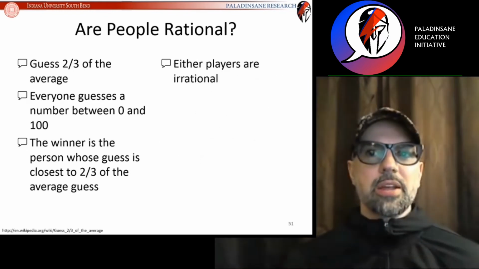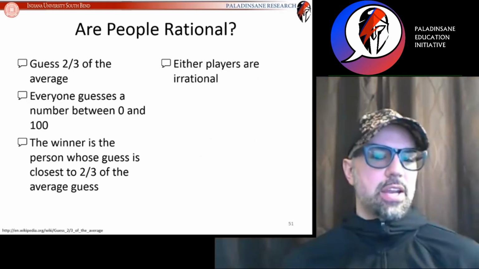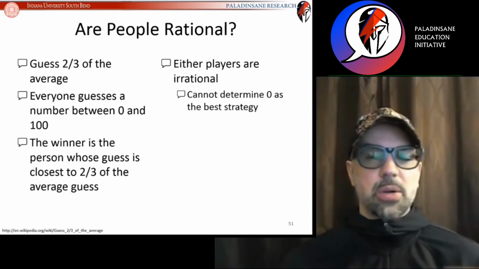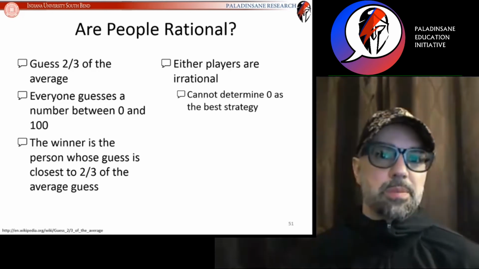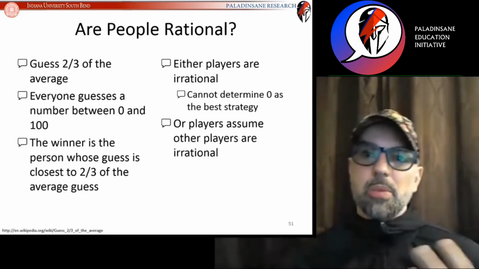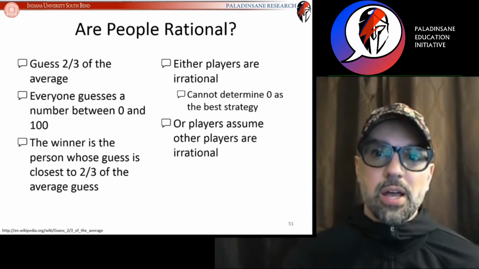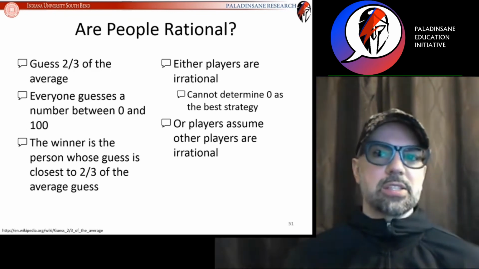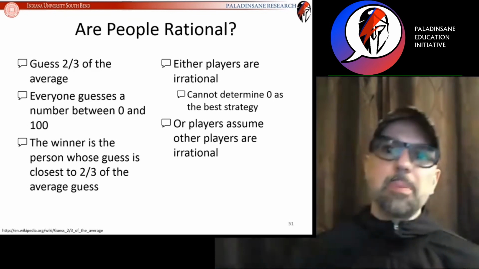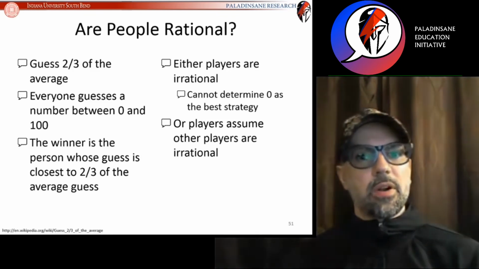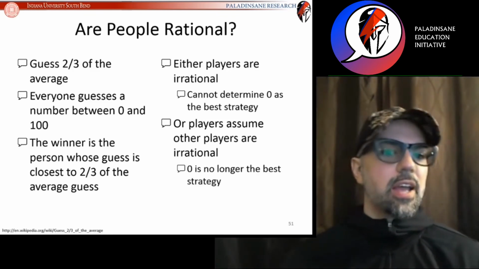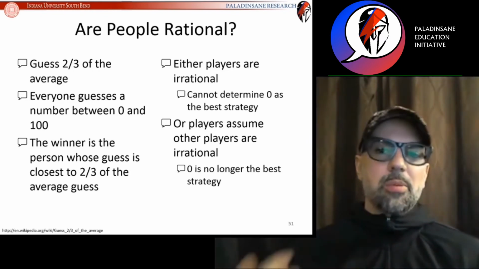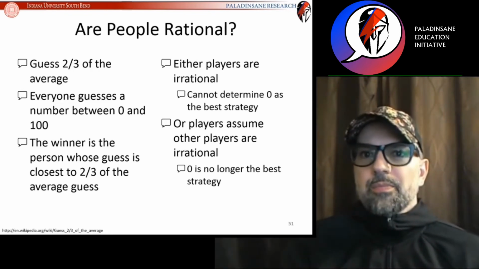So either players are irrational and they cannot determine zero as their best strategy. That's one reason why you might have guessed higher than zero. You just couldn't figure out the prescriptive solution. Or on the other hand, you might have assumed that other players are going to be irrational as well, in which case you could determine that zero would be the best strategy if you were playing against other rational individuals, but you're not playing against other rational individuals. Therefore, zero is no longer the best strategy. And we got a little bonus conditional syllogism in there just for you. So zero might no longer be the best strategy. So what is the best strategy?